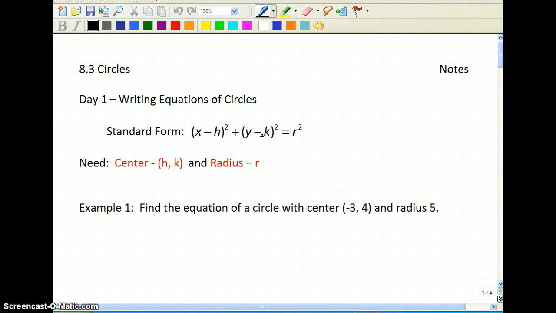So a basic one, example 1. Find the equation of a circle with center (-3, 4) and radius 5. So we would have (x plus 3) squared, because we're putting it back into the parentheses, we change the sign, plus (y minus 4) squared equals r squared, which is 25.